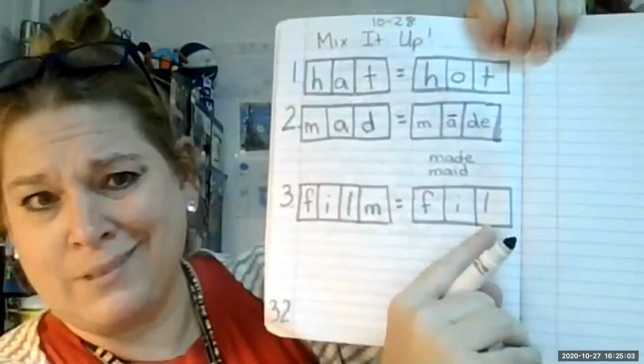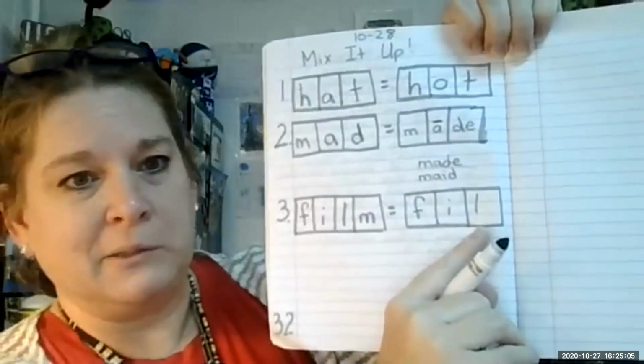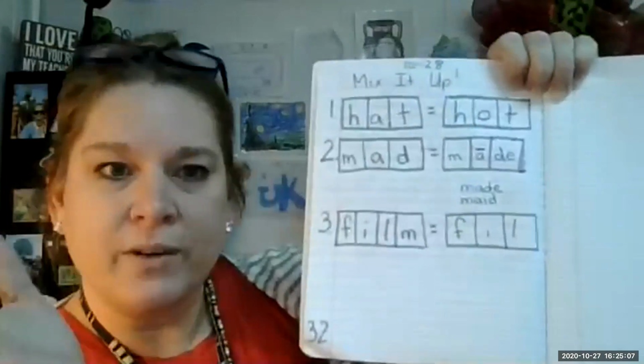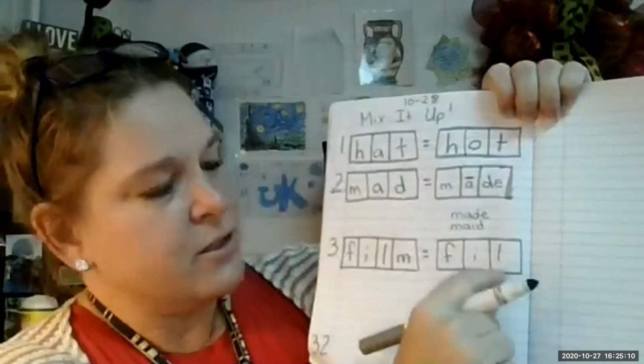Okay, so I still hear the F at the beginning. I still hear the I in the middle. Fill. And I hear the sound of the L. But when I'm looking at that, does that look right? It doesn't look right. What do I know? We've already talked about this. What do I need to do to that L?